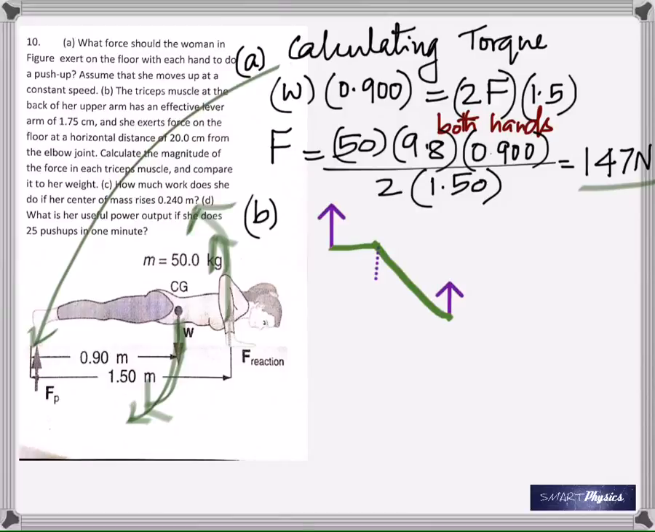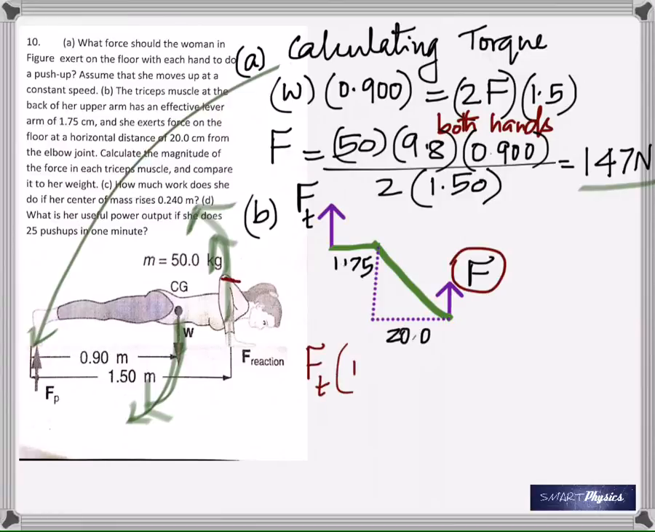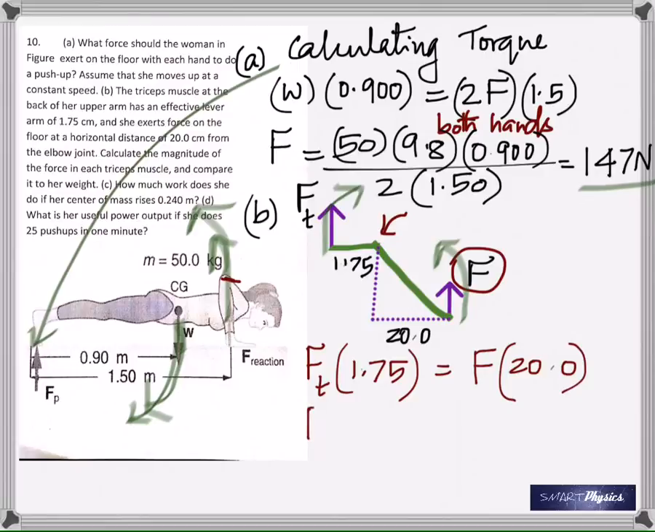And in the B part, I've redrawn the diagram to make you understand the distances. You see the clockwise and the counterclockwise. But to understand that, you have to go back to the question and read that. The triceps muscle exerts a force, and the distances are given as 1.75 centimeters and 20 centimeters. That's where I got those. Muscle by the triceps there.